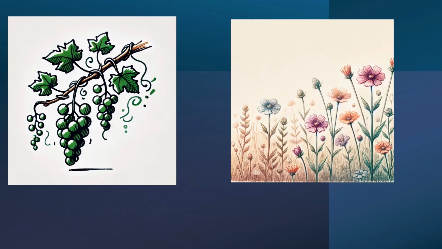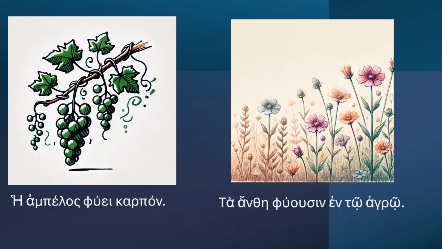Now, on the left-hand side, we have this image here. I ampelos fi karpon. That verb is the same as we had in the last example sentence. And on the right-hand side, once again, that's the same verb, it's just conjugated. It starts with an f sound. Ta anti fiusin en to agro.